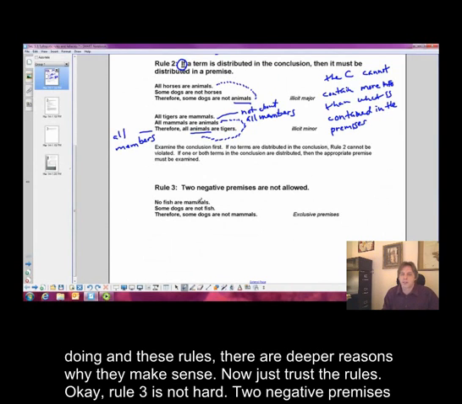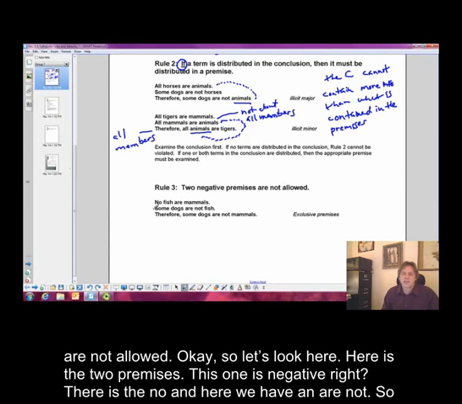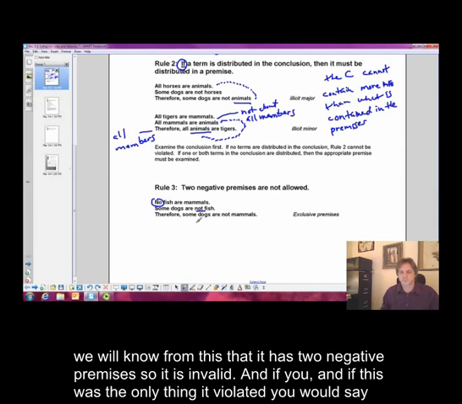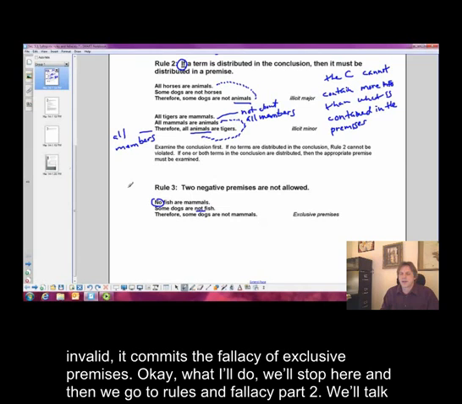Okay, rule 3 is not hard. Two negative premises are not allowed. Okay? So let's look here. Here are the two premises. This one's negative, right? There's the no. And here we have an are not. So we know from this that it has two negative premises, so it's invalid. And if this was the only thing it violated, you would say invalid. It commits the fallacy of exclusive premises.